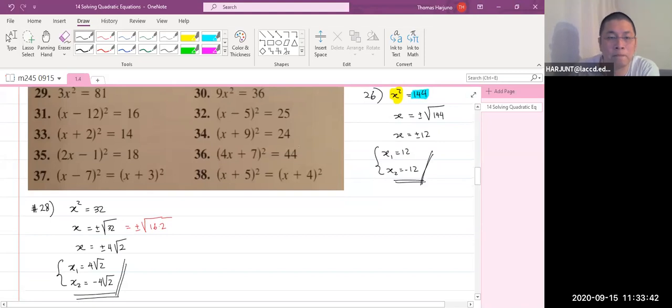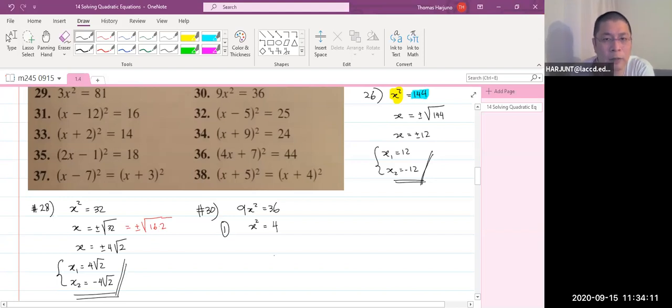Okay, now number 30, what we can learn from here. Number 30, 9x squared equals 36. The idea is we want to see the left-hand side as a perfect square. For this one, there are actually two methods. The first method, which I think most of you have in mind, you divide by 9 first. I think this is the simplest way to look at that.